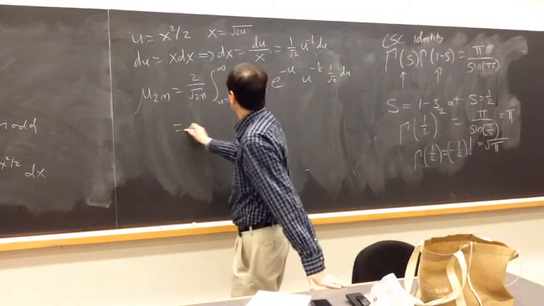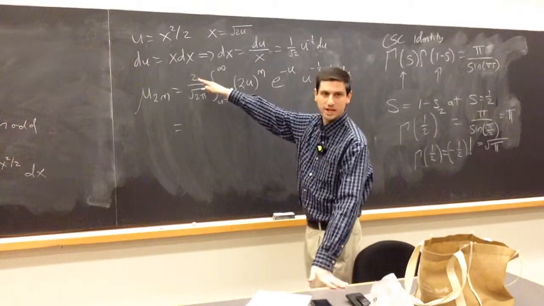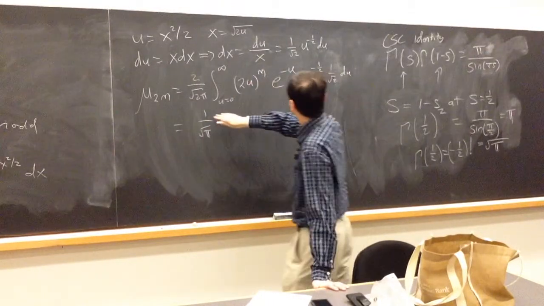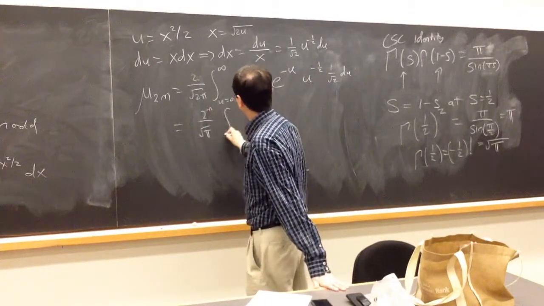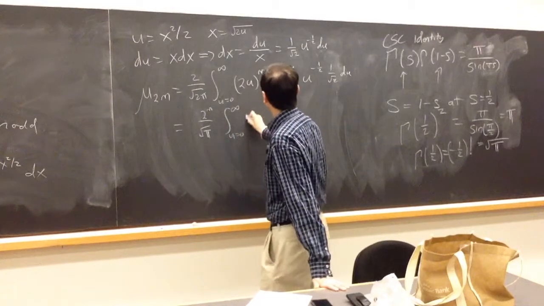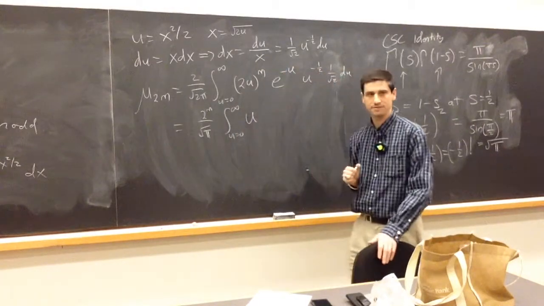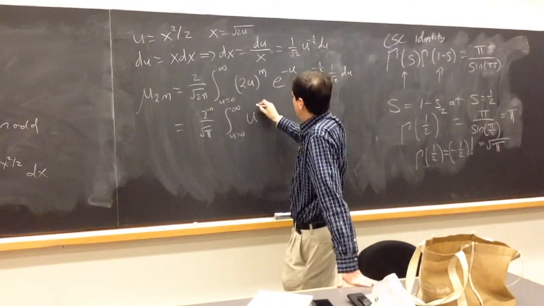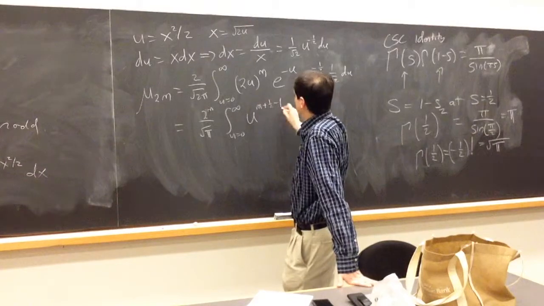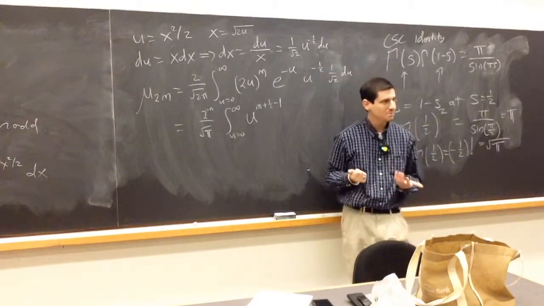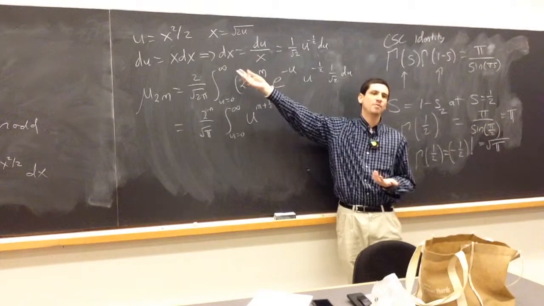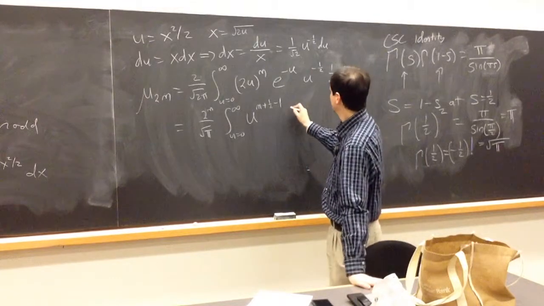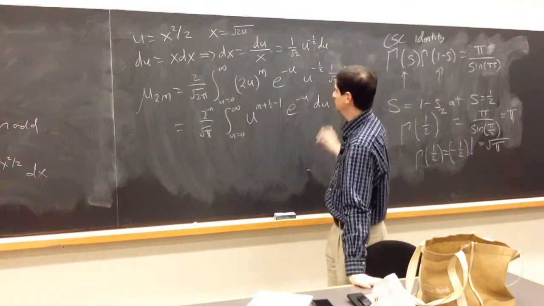All right, so now square root of 2 is 2, cancels with the 2. So I have 1 over square root of pi. I have a 2 to the m that comes out. I have an integral, u goes from 0 to infinity, u to the m minus 1/2. Well, instead of writing it as m minus 1/2, I'm going to write it as m plus 1/2 minus 1. Why am I going to write it as m plus 1/2 minus 1? I want to have my quantity, x to the s minus 1. So I'll write it like this. E to the minus u du.